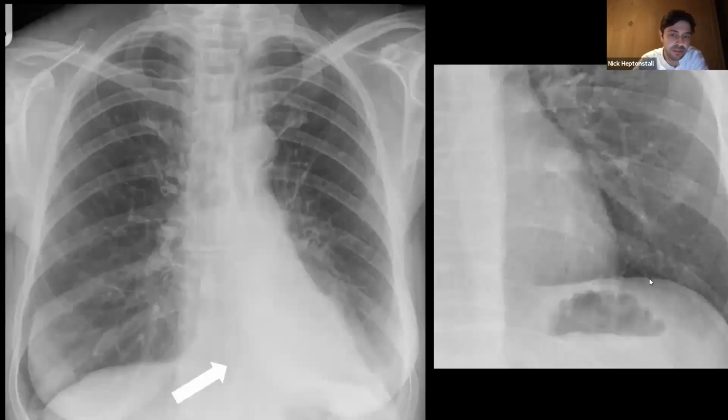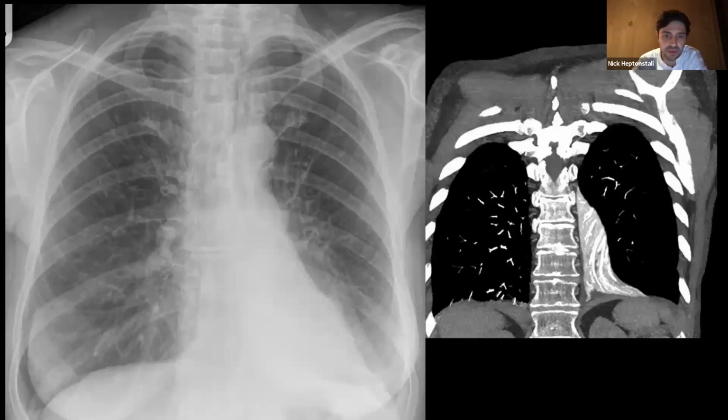Sometimes left lower lobe collapse can be really difficult to see, particularly if the collapse is exactly in line with the left heart border. But the clue is that you've lost this medial border of the left diaphragm. So this again is another example of left lower lobe collapse. And that's what it looks like on CT.